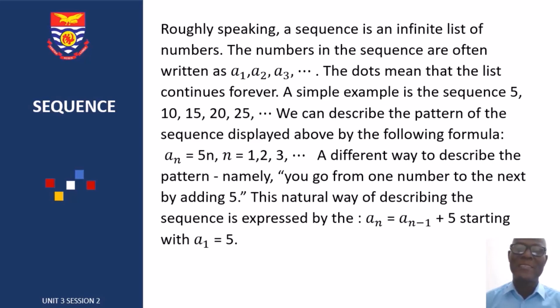If n takes 3, then a subscript 3, the third term, becomes a subscript 3 minus 1, which is a subscript 2, plus 5. Already we know a subscript 2 is 10, and 10 plus 5 equals 15. Then we can obtain other terms in the same manner.